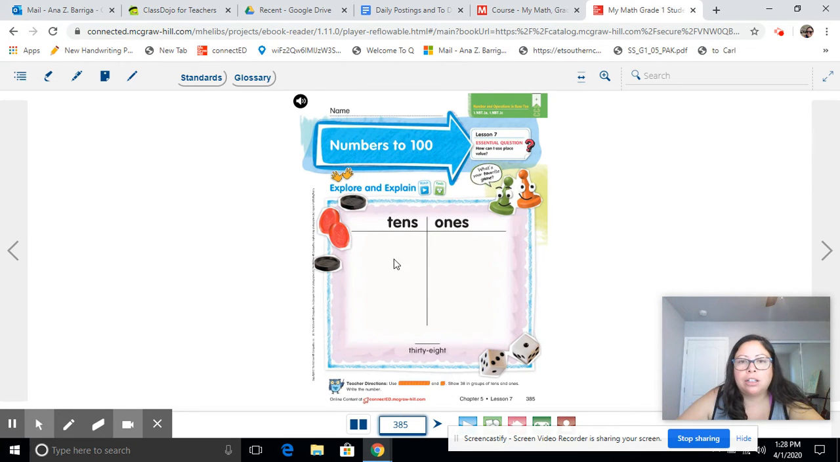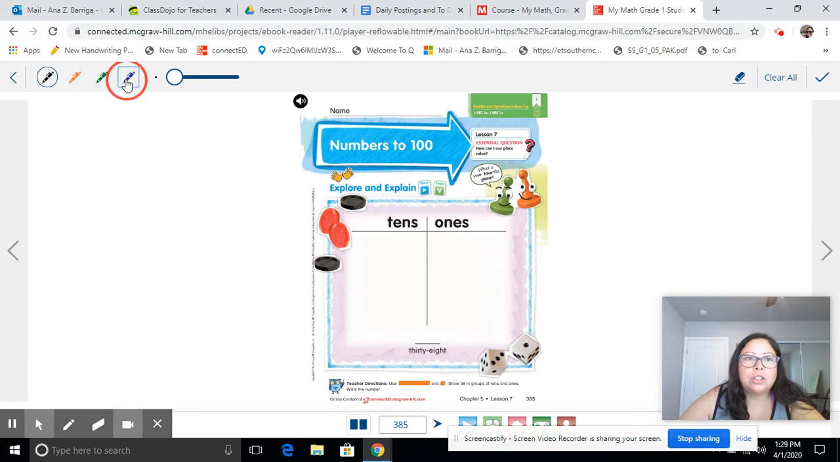And so here it's talking about tens and ones. And we've been working with the place value chart for a little while, so this should be fairly familiar. And so we are going to write the number, for example, 38. Well, we're going to break it apart into tens and ones. So we're going to write 3 here and 8. 38. There are 8 ones and 3 tens.